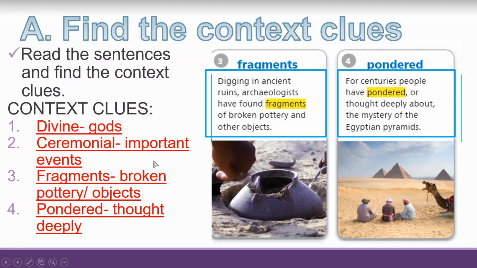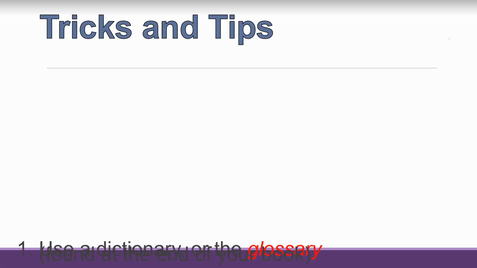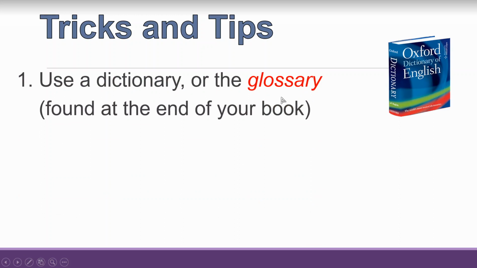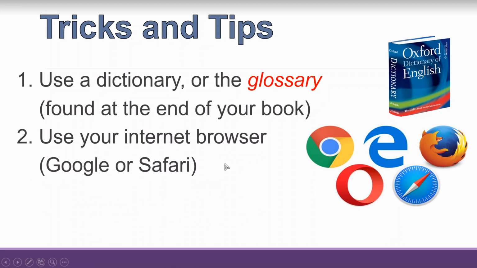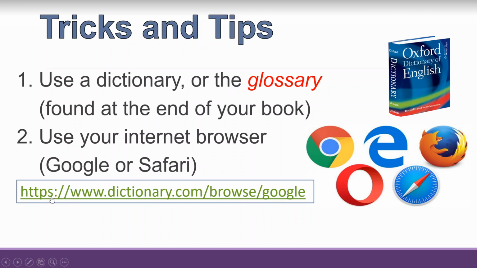Alright? So, again, you can do the following things so that it will be easier for you, the tricks and tips. You can use a dictionary or the glossary found at the end of your book. So, you can start scanning the words right now in the glossary of your book and your dictionary. If you want an easier activity, you can use your internet, your Google, your Safari, or any internet browser that you have at home. Or you can use this link right now, https://www.dictionary.com/browse/google.